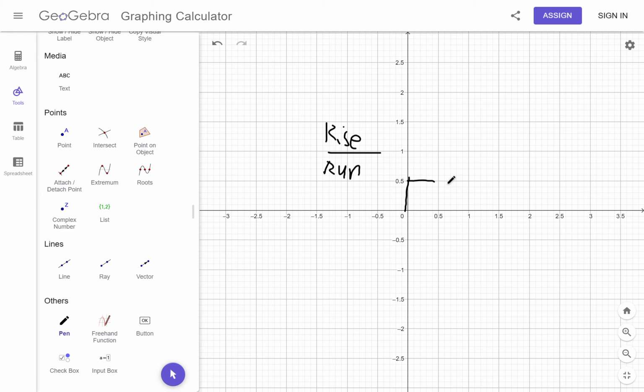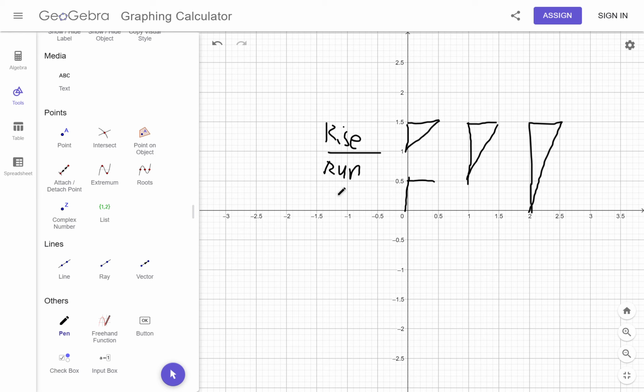So for example, if the slope of a line is 1, that means we rise 1 and run 1. So rise 1, run 1, and draw a line connecting these two. That would look like this. If the slope is 2, that means we rise 2 and run 1, and connect the line through these two. And if the slope is 3, we rise 3, run 1. That would look like this.